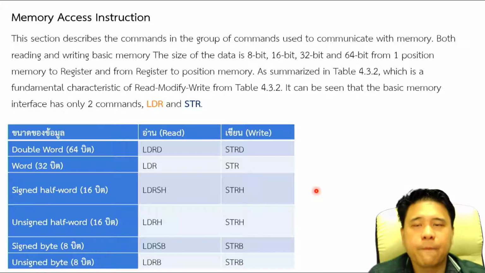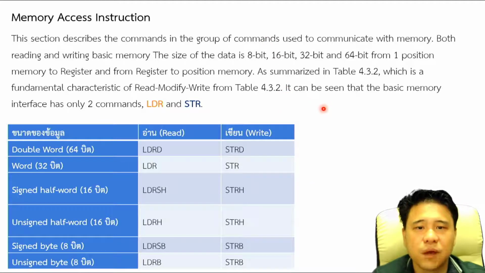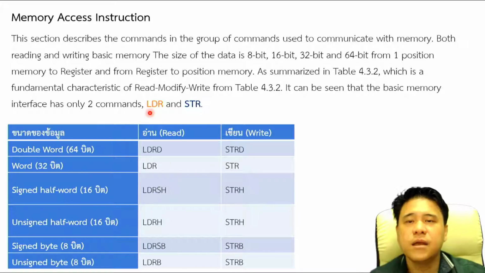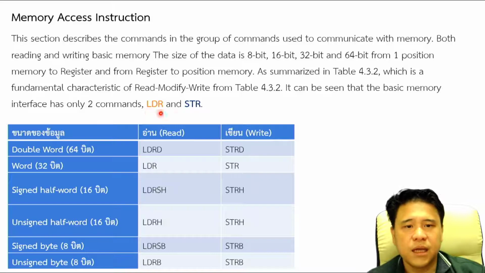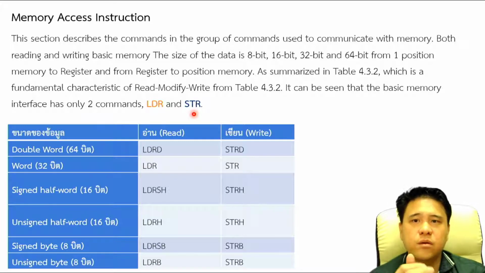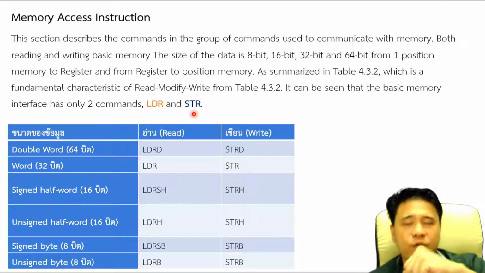Basically, we have only two commands for memory access. The first is called LDR, which means load. For the load, you copy the value inside a specific location of your memory and save it into a register. The next one is called STR, or store. For the store, when you have some value inside your registers, you would like to keep that value stored inside a specific location of your memory, so you use STR.